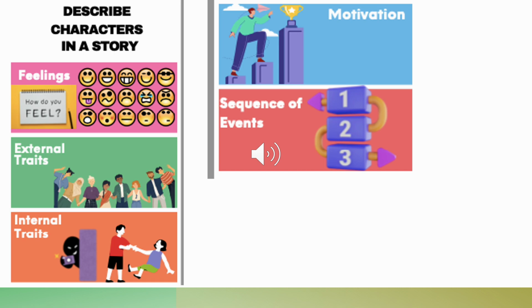There's internal traits, where one character is being sneaky, or their trait is that they are sneaky, and then another one is if a character is helpful, that time and time again they're showing that they are helping other characters out. And then there's going to be motivation. What is the why behind why the characters are doing what they do? And then finally, the sequence of events, because this all ties into how do the characters' feelings impact their traits, impact their motivation, impact their actions, and finally impact the actual events in the story.